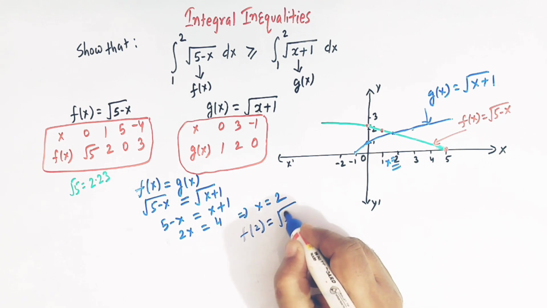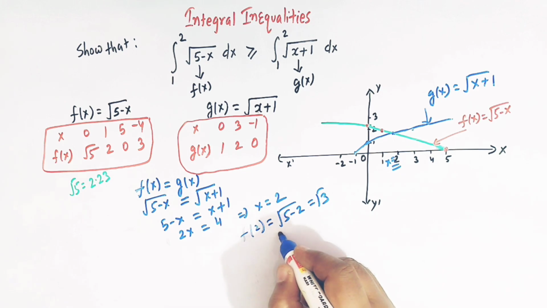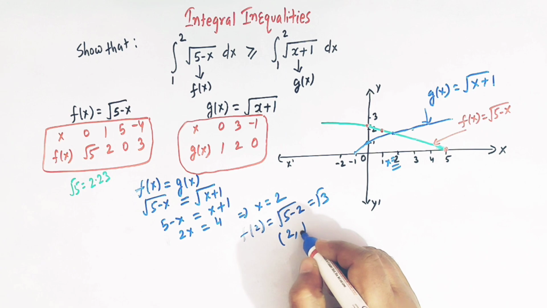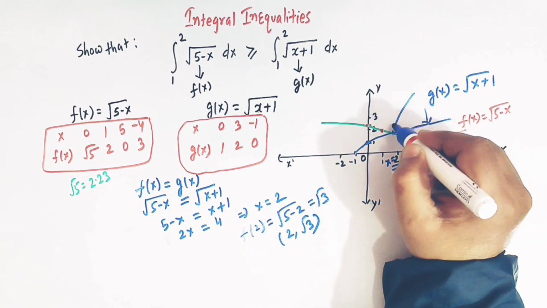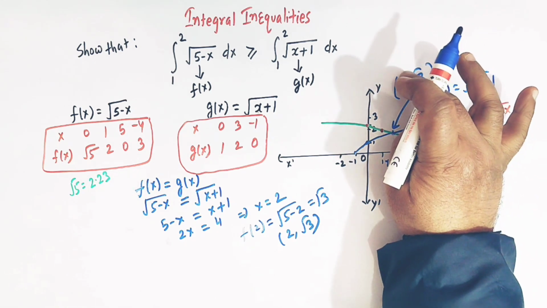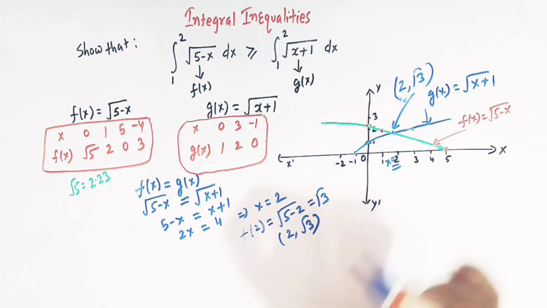So this is square root of 5 minus 2, that is square root of 3, right? So the point of intersection of f of x and g of x is 2 comma square root of 3. So this is the point 2 comma square root of 3, right? So this is 2, this is 2 comma square root of 3.